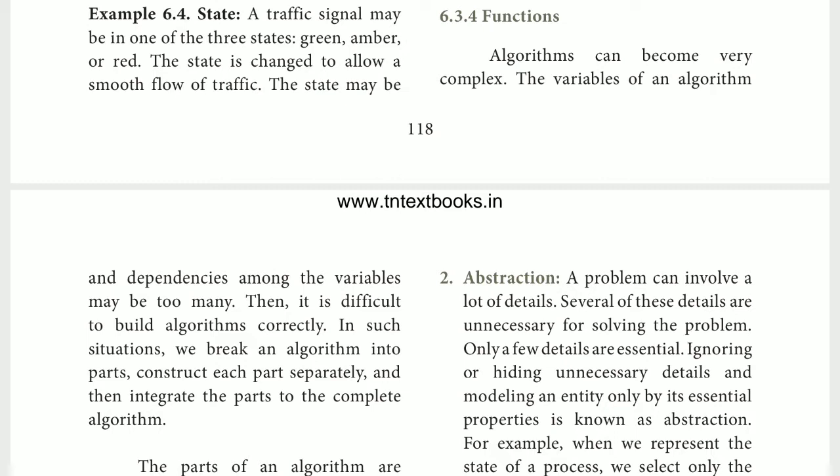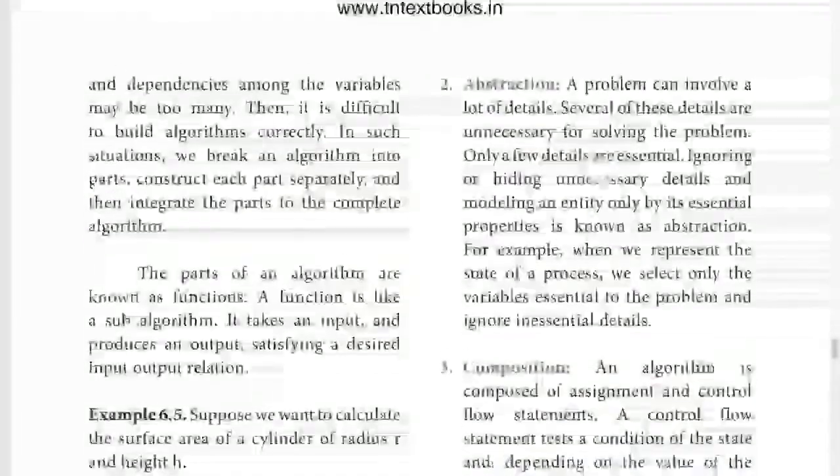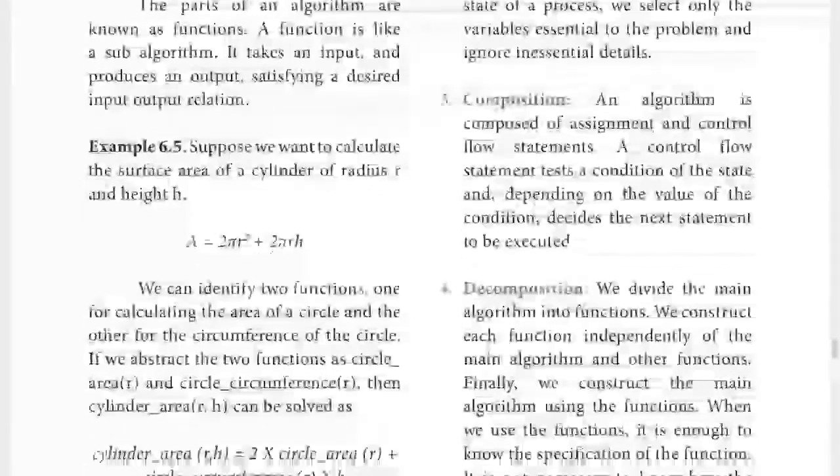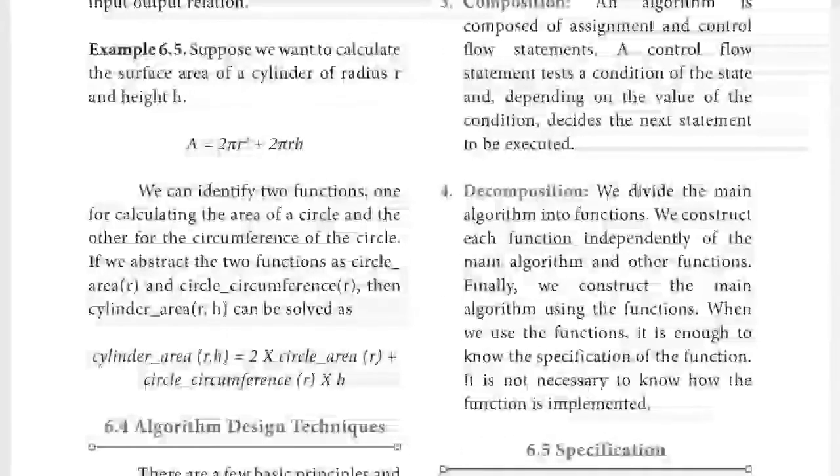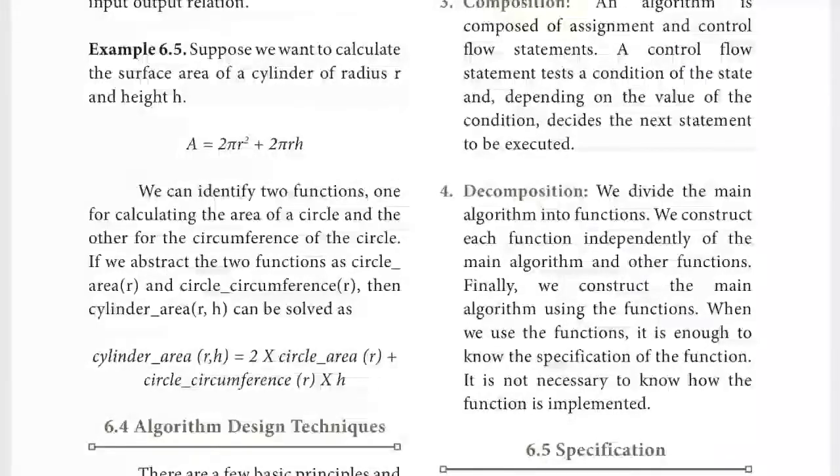Or you will be, if you want the value of a variable, then you must solve another problem. So that is known as dependencies. Here you can see that they have given an example: A is a value that depends on 2 pi r square plus 2 pi r h. So that's what is given here.